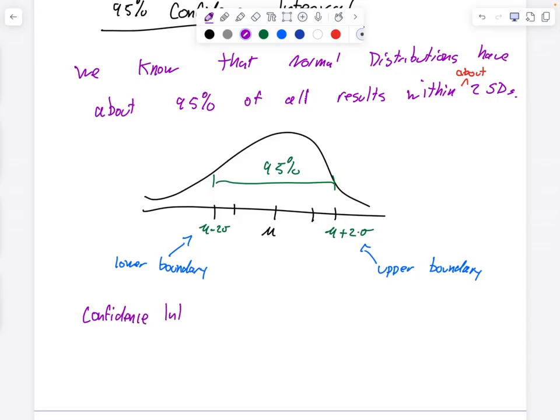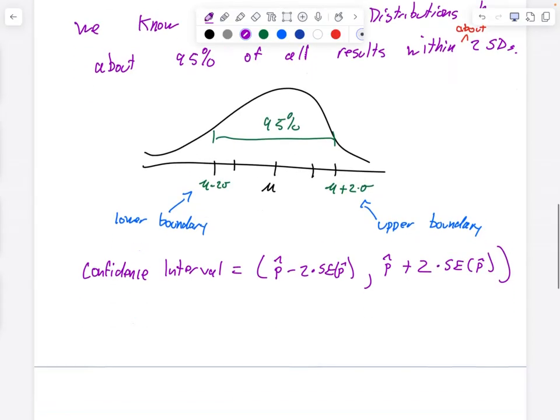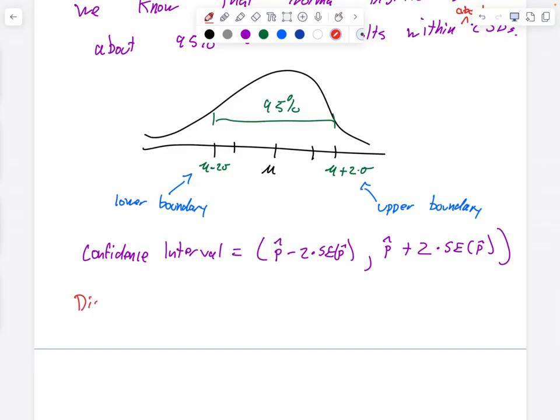Now I do need to add a disclaimer here. Disclaimer. 2 standard errors is an estimate. The more precise value is 1.96. And I'm going to show you why. We're going to learn tomorrow and during this week that we should be utilizing 1.96 and not 2.